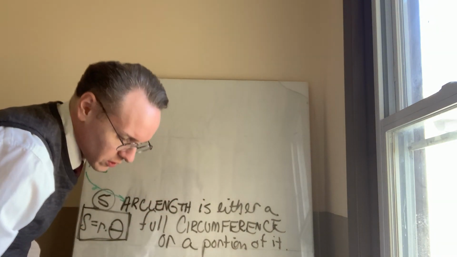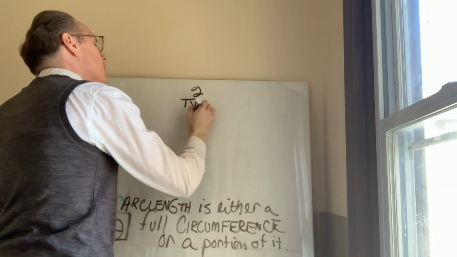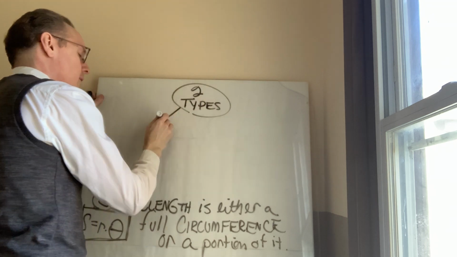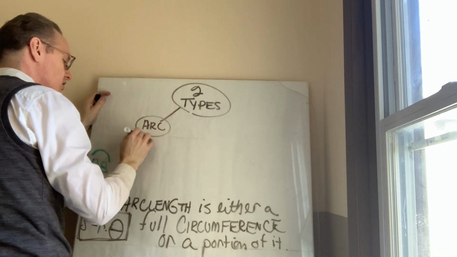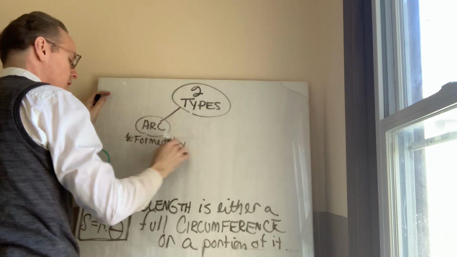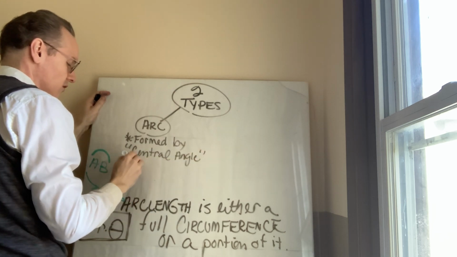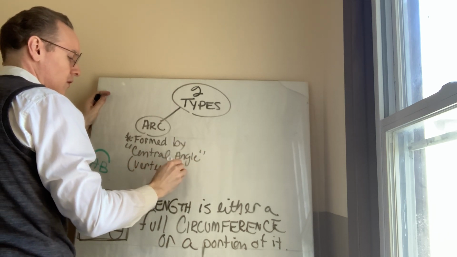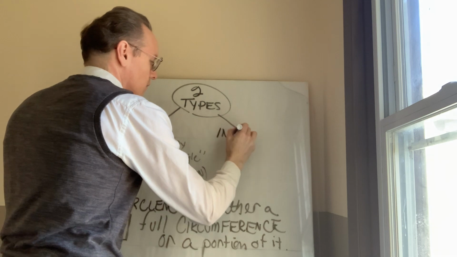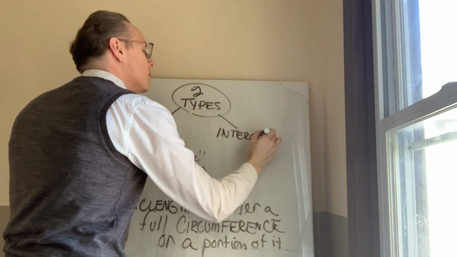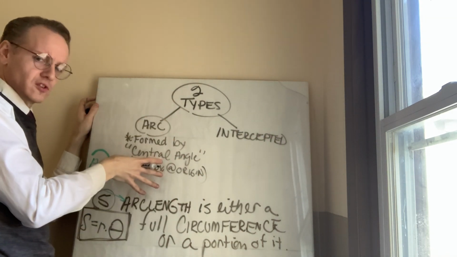There's two types of arcs in general. You're not really responsible for this other one, but just to distinguish it. There's an arc formed by a central angle, and the central angle has the vertex at the origin. And then there's another one which is called an intercepted arc. Perhaps in high school geometry, you might have mentioned this. It's not really relevant right now. It's just exclusively this type that we're concerned with.